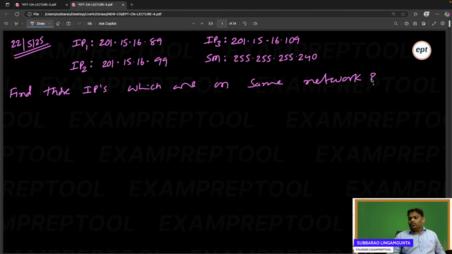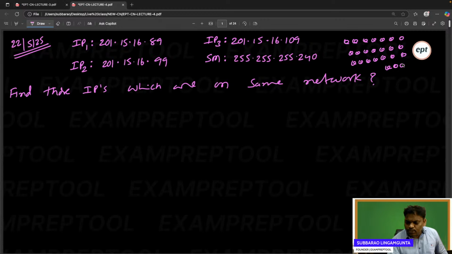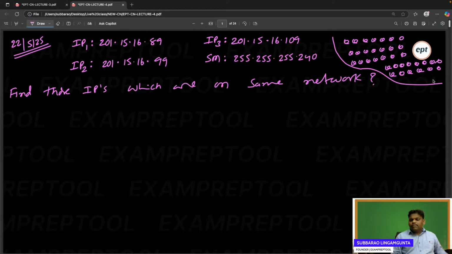It is the most expected question. Please try to understand, everyone. You will see this particular question in the exam also. In the exam, you will see this kind of question. It's a very, very important one. Every year I am seeing this question. Some IPs are given and a subnet mask is also given. With respect to that subnet mask, which IPs belong to the same network?